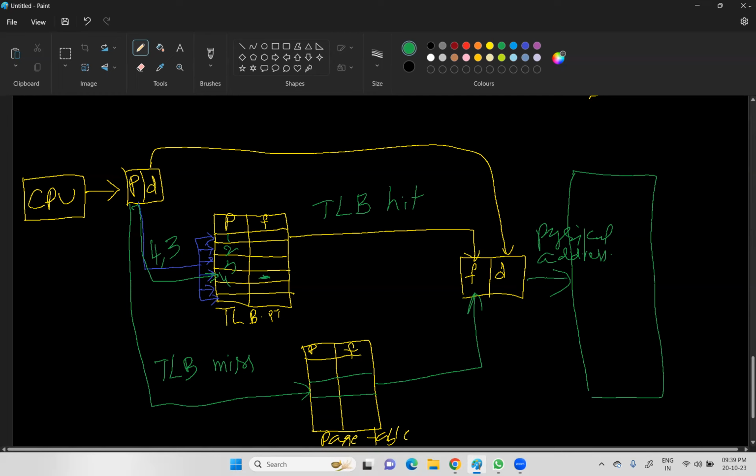Whereas in page table, it will always be checked right from the beginning. Let me say this is page number 1, page number 2, page number 3, page number 4. First it is going to check whether it is page number 4. No. Page number 2. No. Page number 4. Is it page number 4? No. Now it could be true. Then it can pick up this particular frame number and forward it to the physical address here. That's the difference between TLB and ordinary paging.